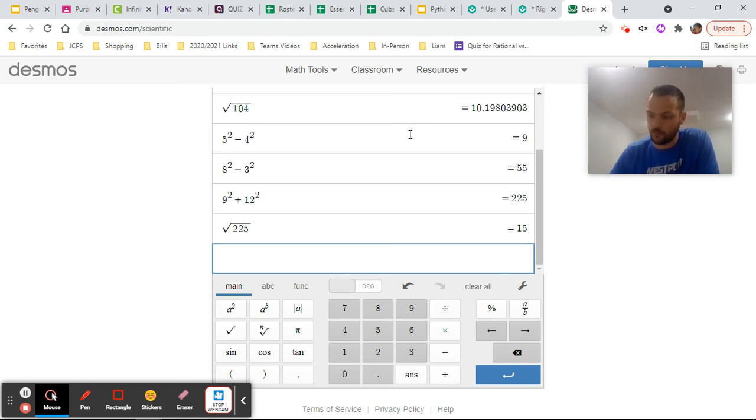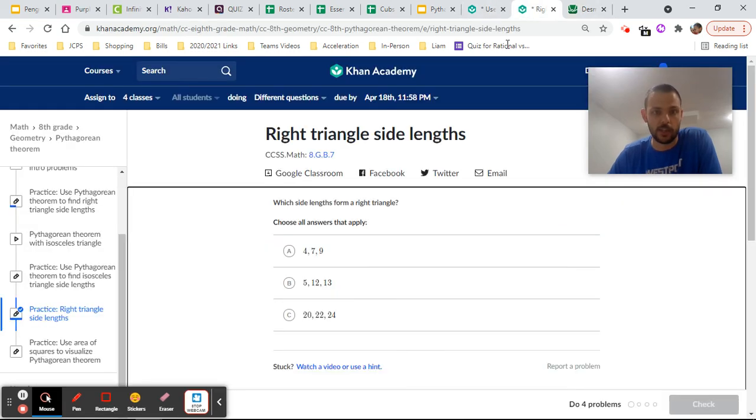So 4 squared plus 7 squared is 65. Is that equal to 9 squared? Hopefully you know. But look, 9 squared is 81. So those are not the same. I know that's not a right triangle. All right, let's try the next one.